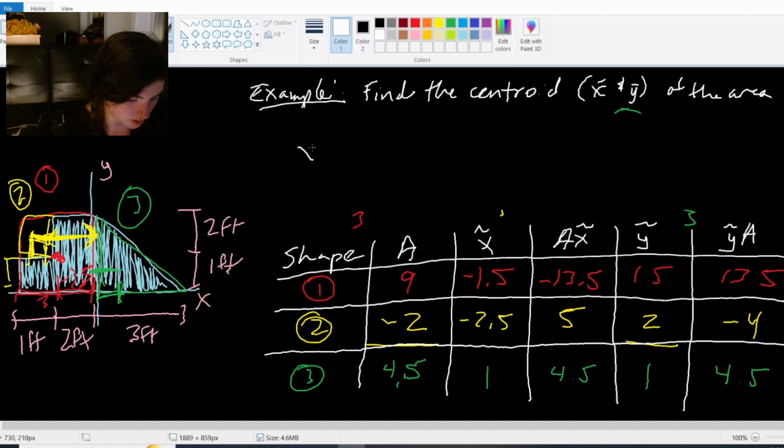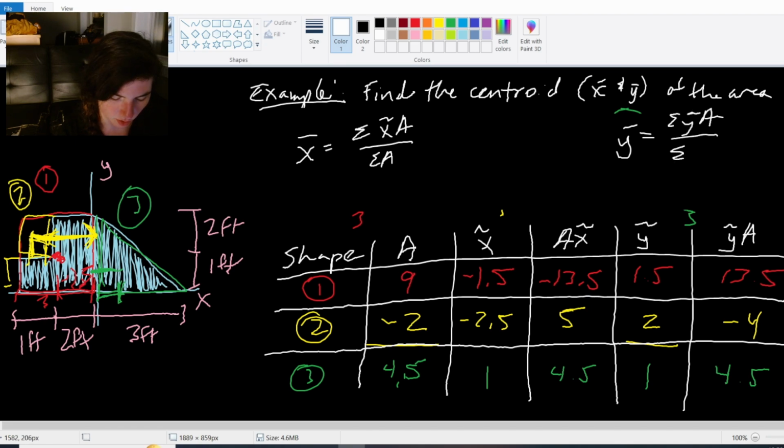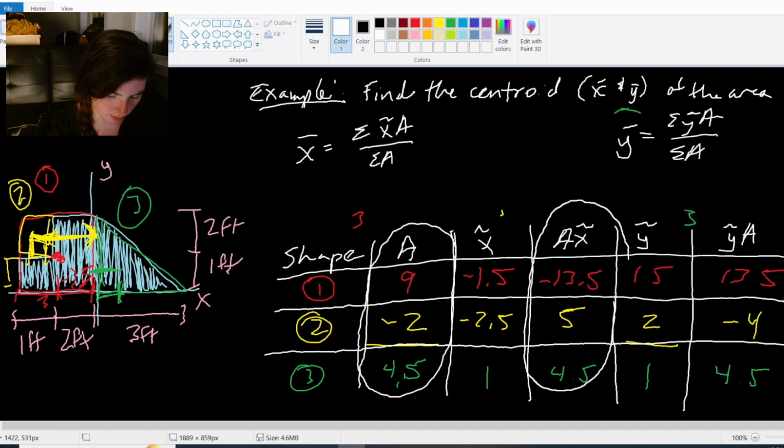Our centroid equations needed, for x bar, the summation of x tilde a over the summation of a. And for our y bar, we needed the summation of y tilde a over the summation of a. So what we're going to do is just add these down their columns. All I need are my a column, my ax column, and my ay column, because these are the guys that are actually getting plugged into those centroid equations. So I add them on down.